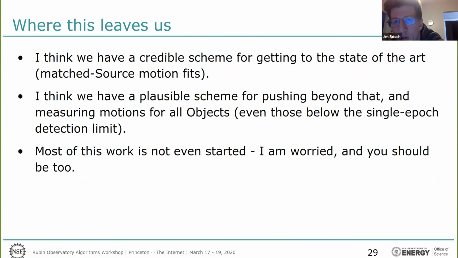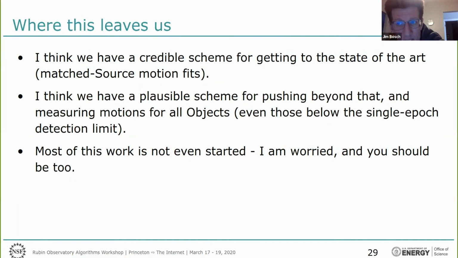I do think we have a credible scheme for getting the state-of-the-art match source motion fits. I think we could do that by exploring Gary's code. We could do that by extending our code in that direction as we originally planned to do. And I think we have a plausible scheme for pushing beyond that and measuring motions for all the objects, even the ones below the single detection limit. And I think it's a plausible scheme that doesn't require multi-epoch fitting.